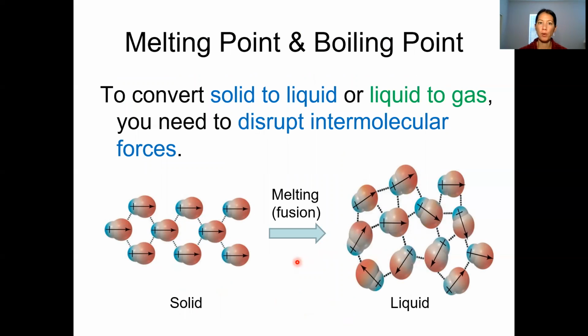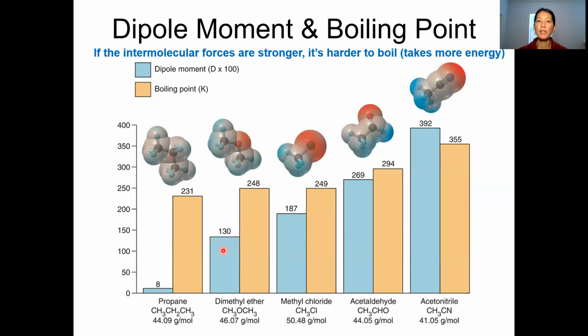This is related to melting and boiling point. So if I go from a solid to liquid, that's melting. I need to add energy to disrupt that intermolecular force. The stronger the force, the harder it is, the higher the melting point. This is related to boiling point as well. In this case, you're just going from liquid to gas. The stronger the intermolecular force, the harder it is to boil, the more energy it takes, so the higher the boiling point. This is showing increasing dipole moment. And as you increase the dipole moment, as we go left to right, the boiling point increases in yellow. So this does track with intermolecular forces.